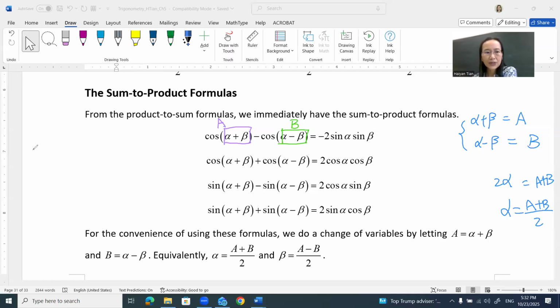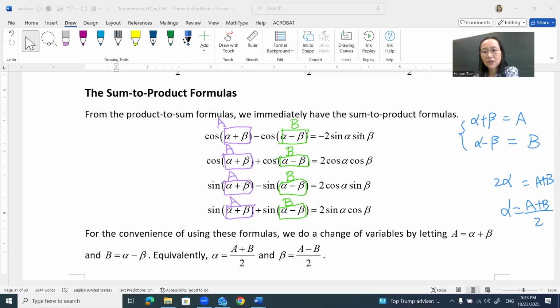Yeah, so let's just call this A. Every time you see alpha plus beta, let's simply call it A. Whenever you see alpha minus beta, let's simply call it B, because that's more convenient for our current purpose. So let's call it B. It's again a change of variable. You will see how convenient it is very soon.